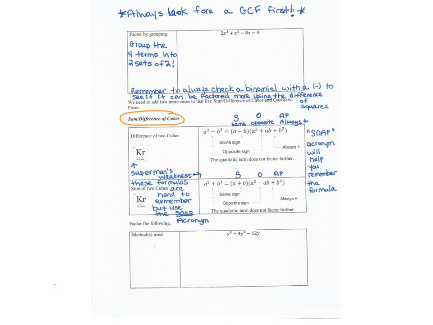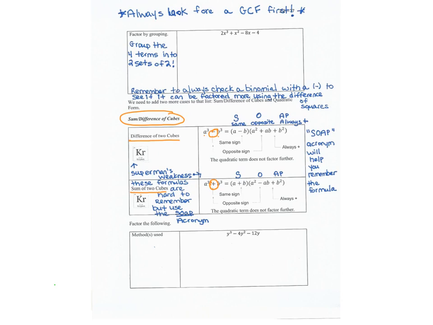We have two formulas, the difference of two cubes and the sum of two cubes. Difference means we have a subtraction sign right here, and my first term and my last term are cubed. Sum means I have a plus sign right here, and my first term and my last term are cubed. These are formulas that will not be on the ACT. These are things that you would need to remember.